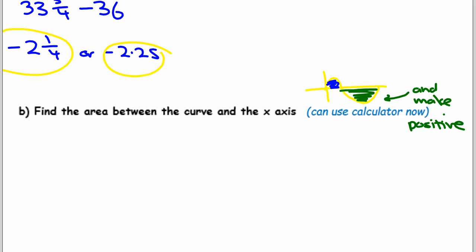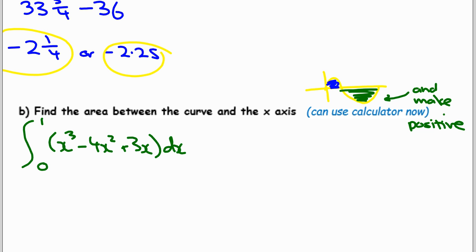So this area is between 0 and 1. Remember, lower limit down here, upper limit up here. Then you just write the function: the integral of x cubed minus 4x squared plus 3x, dx. And then we're going to find out what that answer is with our calculator.